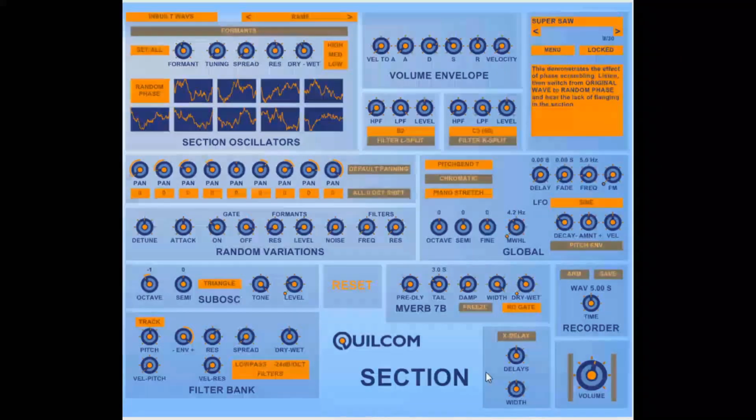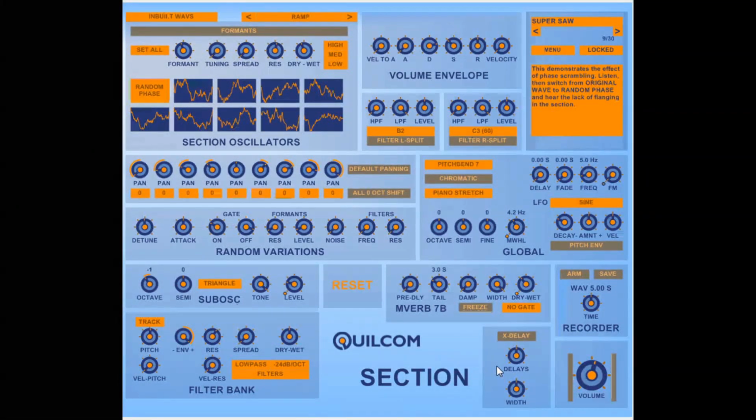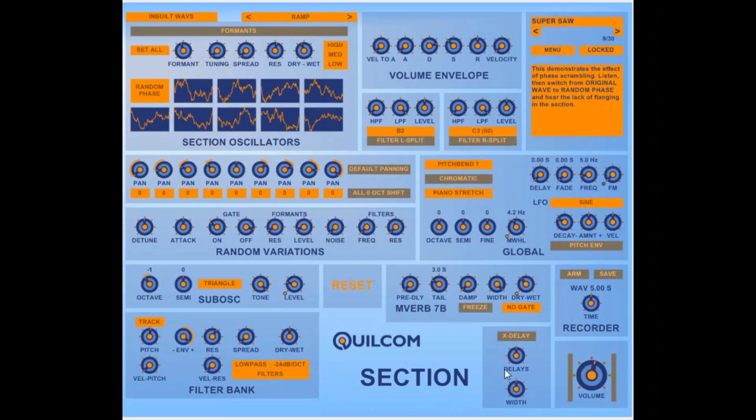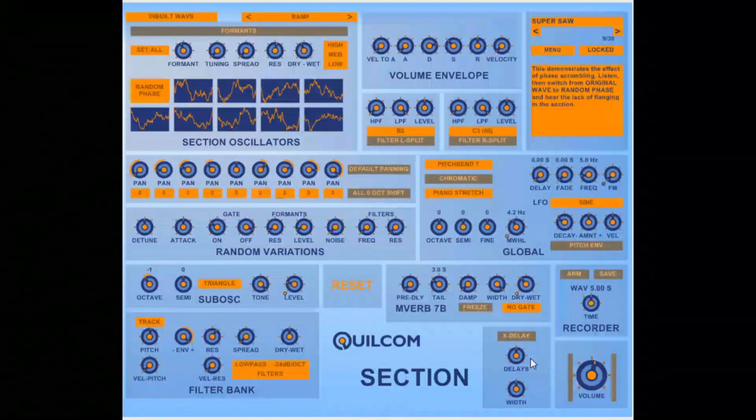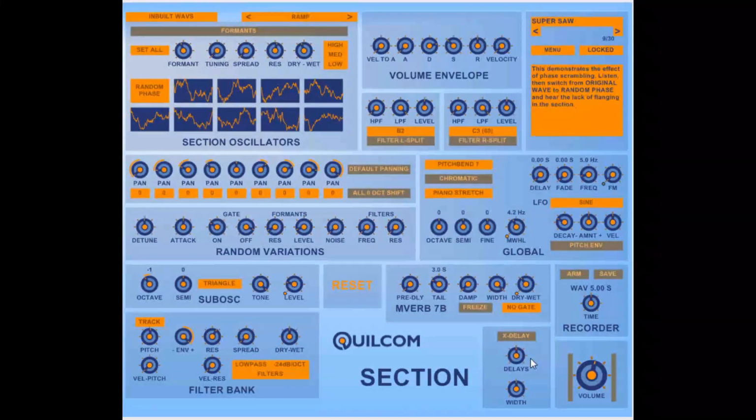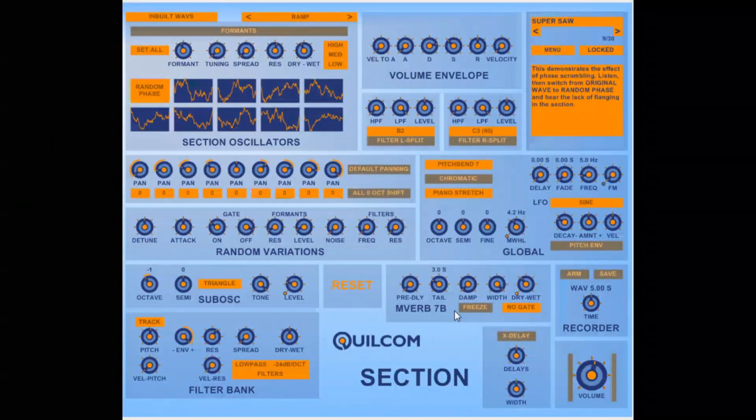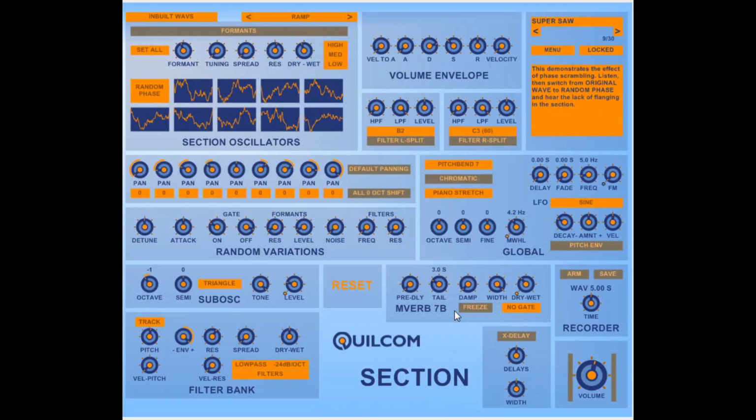Down here we have the cross delays, which is a matrix of 6 delays where we can set the delay time and the overall width of the signal. If we want the delays turned on, we do that there. The purpose of this is to create the sort of ambient sound that you might want, and to thicken up the apparent density of the players, the instruments. The reverb is the M-Verb 7B, which is a wonderful sounding reverb created by Martin Wegeneck.